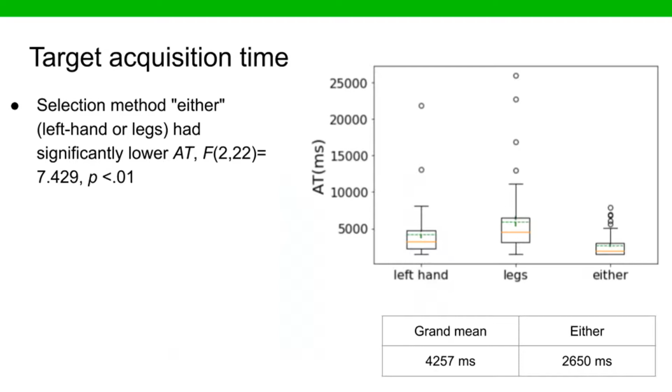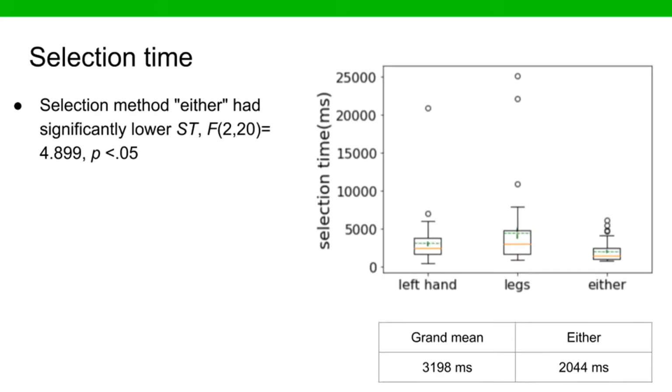Here we have the target acquisition time for the 3 selection methods: left hand, legs, and either. The green lines are the means, the red lines are the medians. Error bars show 1 standard error of the mean. The grand mean was 4,260 milliseconds. The selection method either had the lowest target acquisition time, 2,650 milliseconds. The selection time for the selection methods: the grand mean was 3,200 milliseconds. The selection method either had the lowest selection time, 2,050 milliseconds.